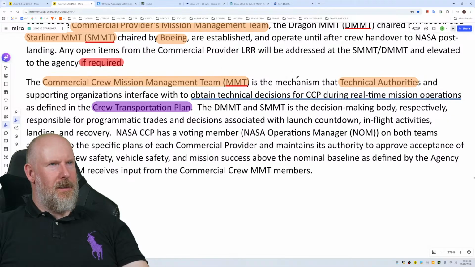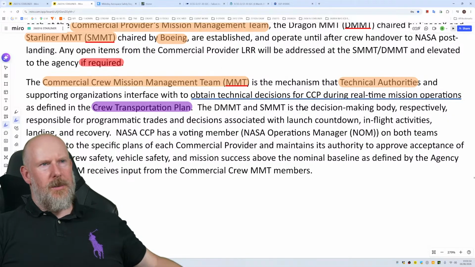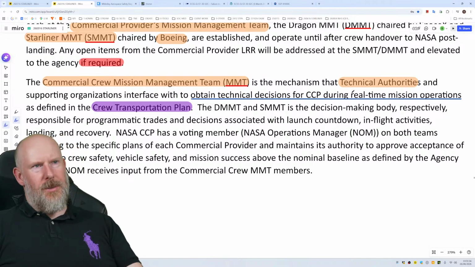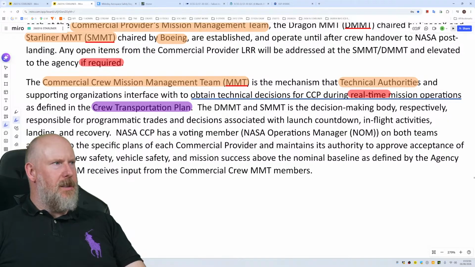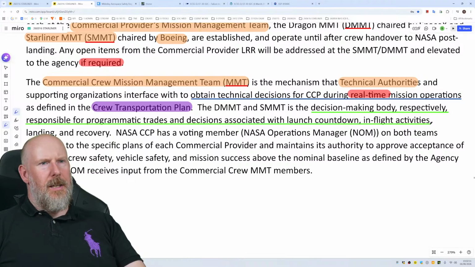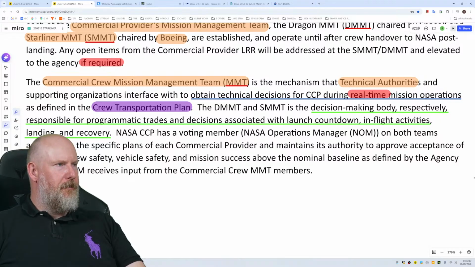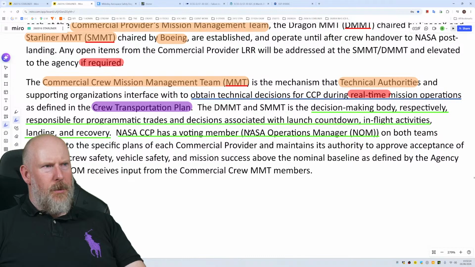So this is really important during real-time operations as well. The DMT and the SMT is the decision-making body, respectively responsible for programmatic trades and decisions associated with launch countdown, in-flight activities, landing and recovery. NASA CCP has a voting member, NASA operations manager, on both teams. Yeah, we touched on these in previous live streams.